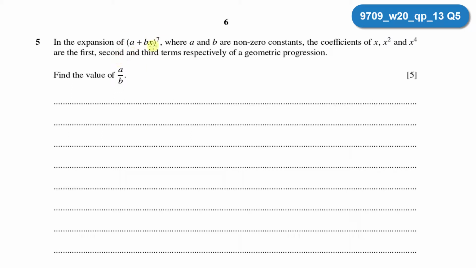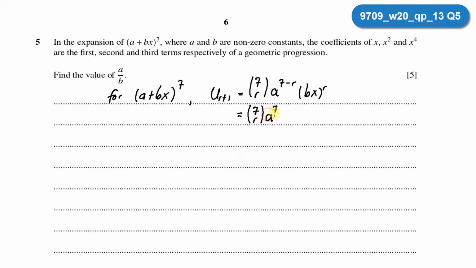So right here, we're going to consider the binomial (a + bx)^7. And we know that the general term of this binomial expansion is given by 7 choose r, a to the power 7 minus r, and (bx) to the power of r. We can also express this as 7 choose r, a to the power 7 minus r, b to the power r, and x to the power of r.